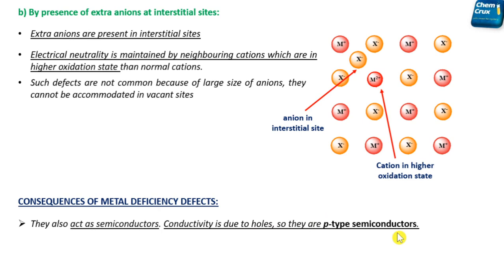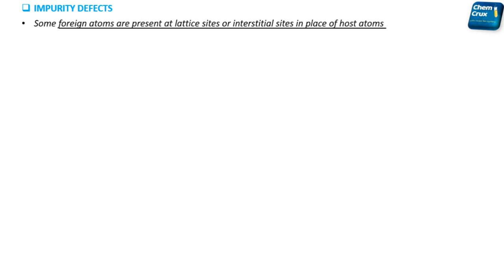Now we shall read about the last type of point defect, that is impurity defect. By far the point defects that we have read do not have any foreign atoms. Now if some foreign atoms are present at lattice sites or interstitial sites in place of host atoms, it will give rise to impurity defects.